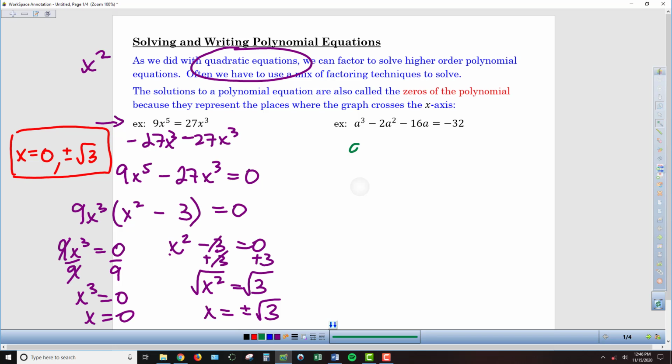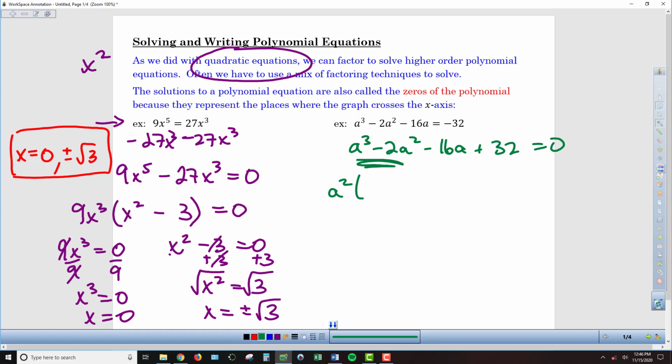So I'm going to move the 32 over to this left-hand side to set it equal to 0. So I'm going to add 32 to both sides, so I end up with a plus 32 there. And so now I'm going to take that factoring by grouping approach. So I'm going to factor from the first 2 terms of the problem. So I'm going to use a squared as that common piece.